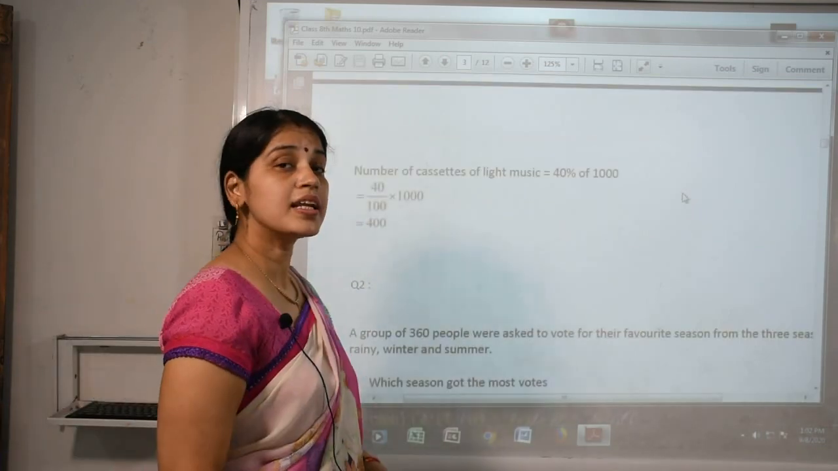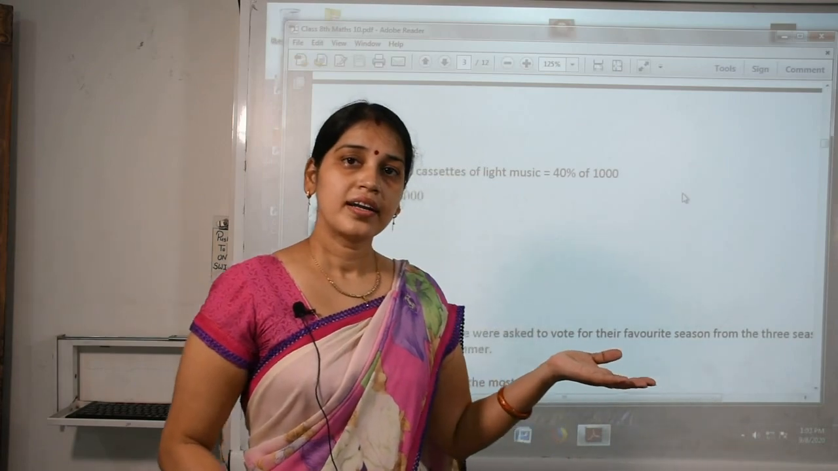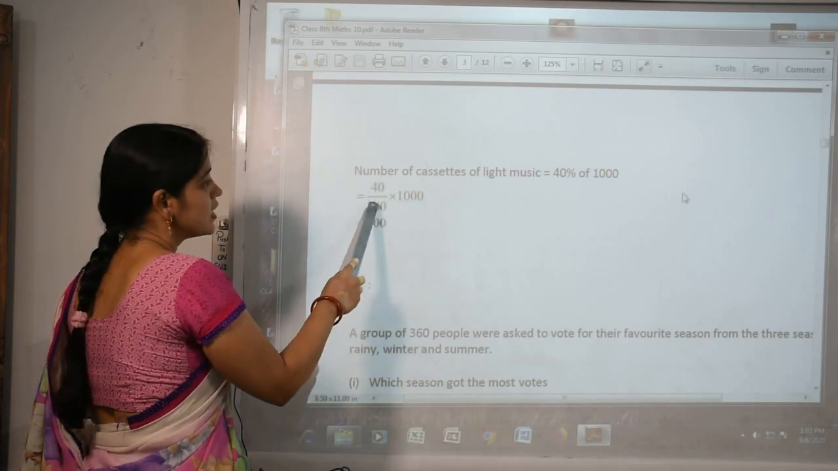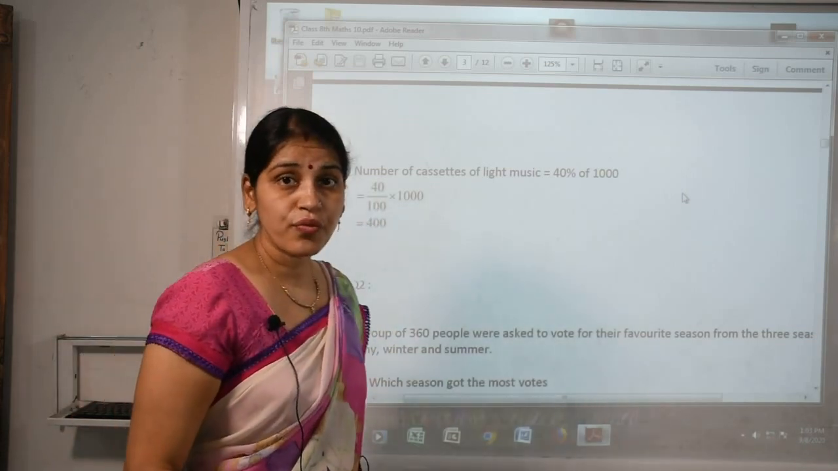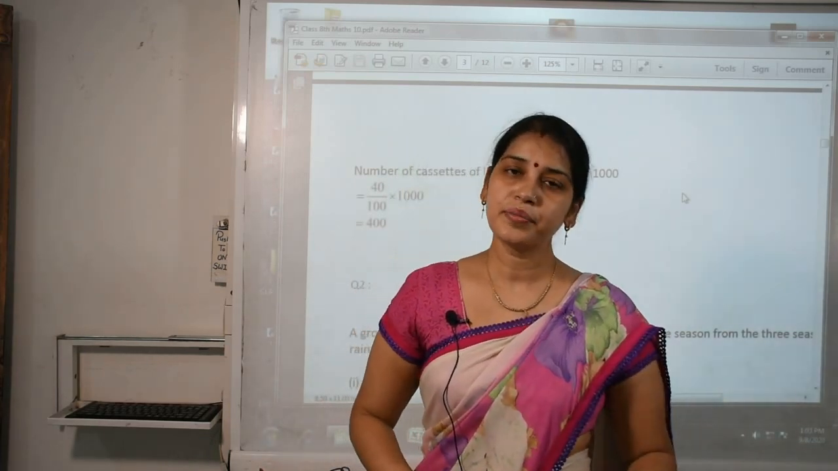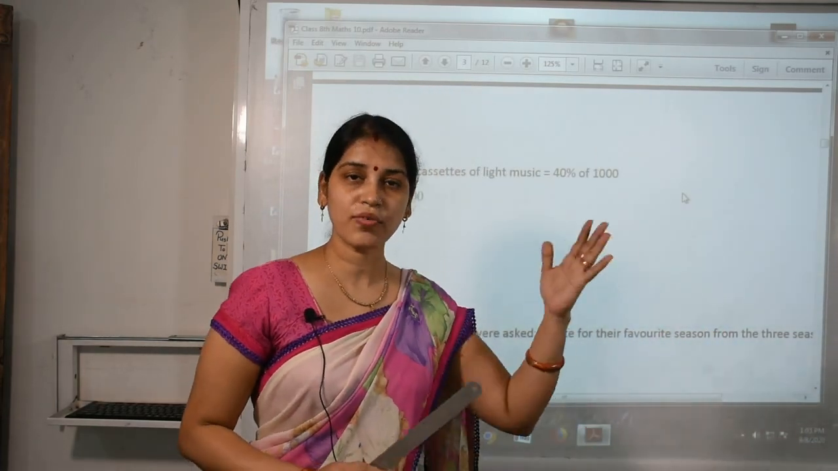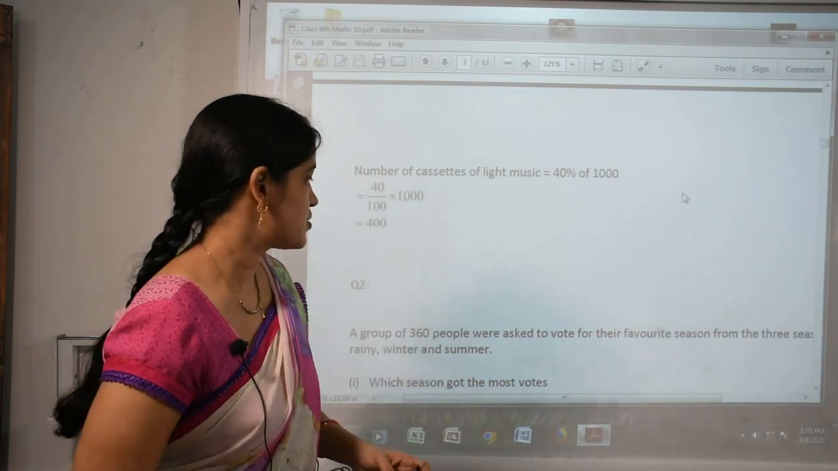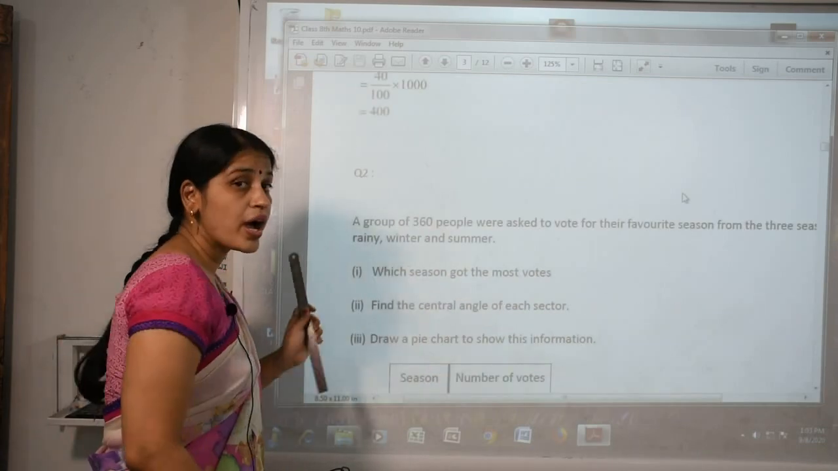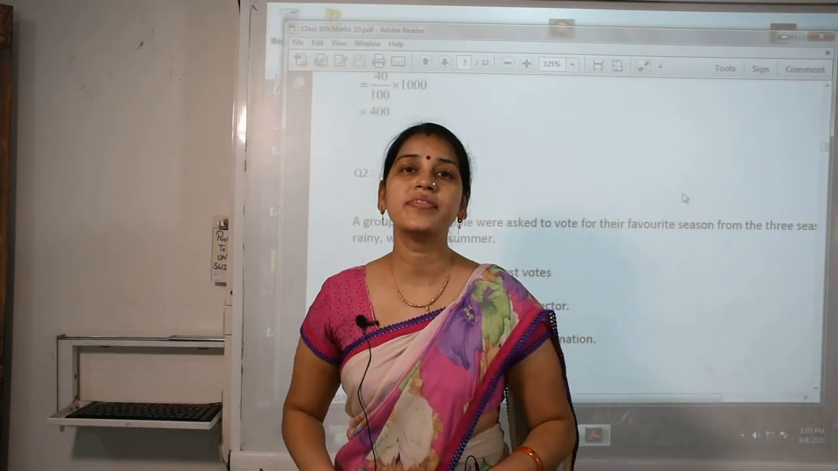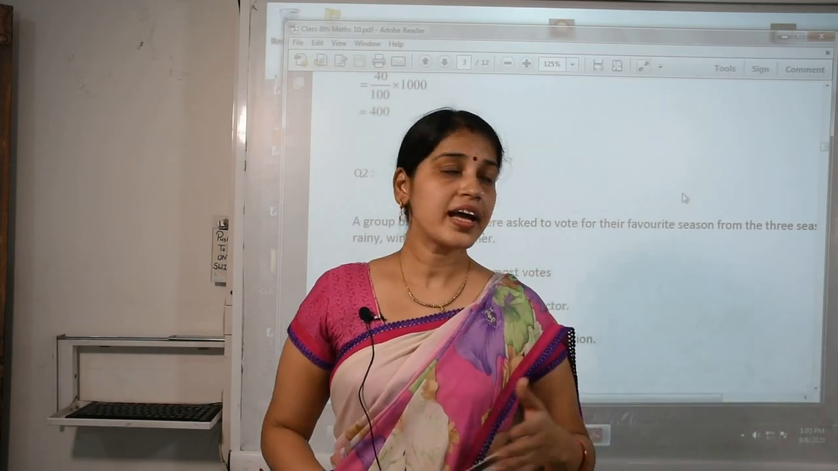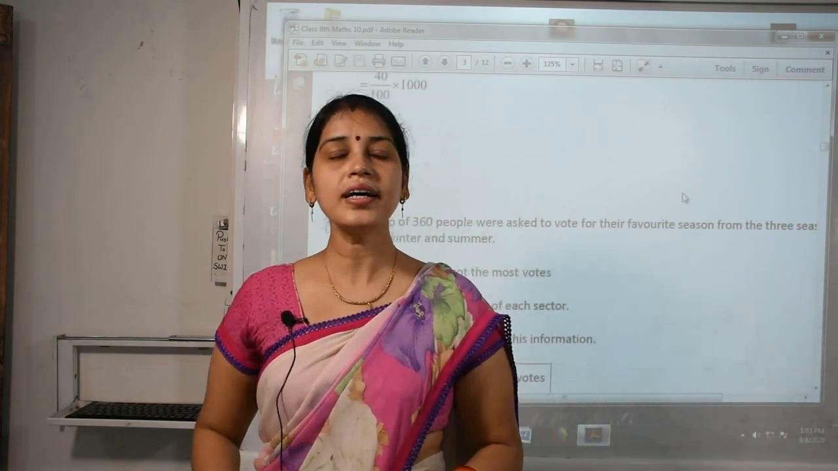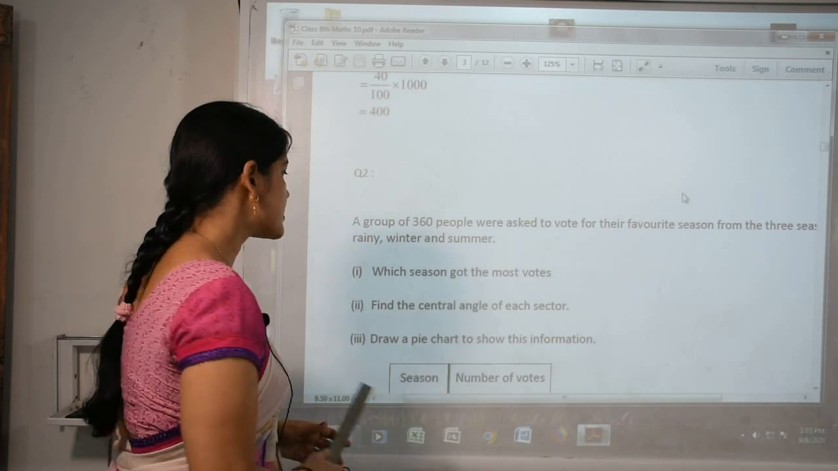And last one it is number of CDs for light music. So light music it is 40%. So 40% of 1000. So it comes 400. So 400 CDs of light music. So in this way we find the CDs for all classical, semi-classical, folk and light music. Okay. So in this question you have given pie chart and you have given its answer. Now next I explain you when data or information is given, then how to draw a pie chart. So in the next question we have to see the same.